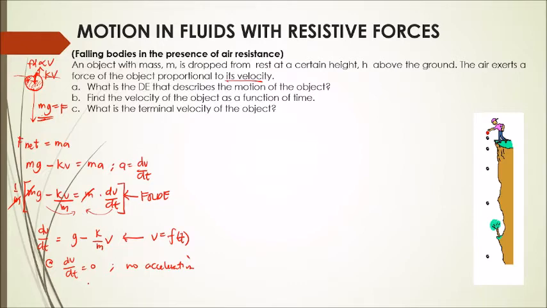Apparently, there will be no acceleration because the drag force becomes constant, or kv becomes equal to mg. So at no acceleration, we can try to simplify this by letting dv over dt equal 0. So this is 0 equals g minus k.